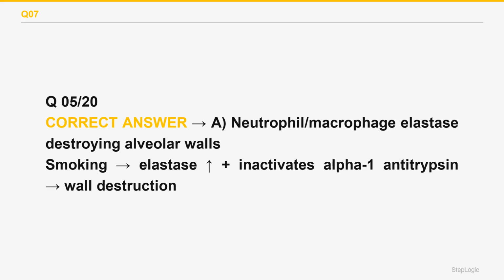The location is a clue to the cause. Smoking-related emphysema is centriacinar and upper lobe predominant, whereas alpha-1 antitrypsin deficiency causes panacinar, lower lobe emphysema, often in younger non-smokers, and is associated with liver disease. Loss of recoil also explains the pursed lip breathing, which keeps airways open during expiration. The elastase-anti-elastase imbalance is the unifying mechanism.